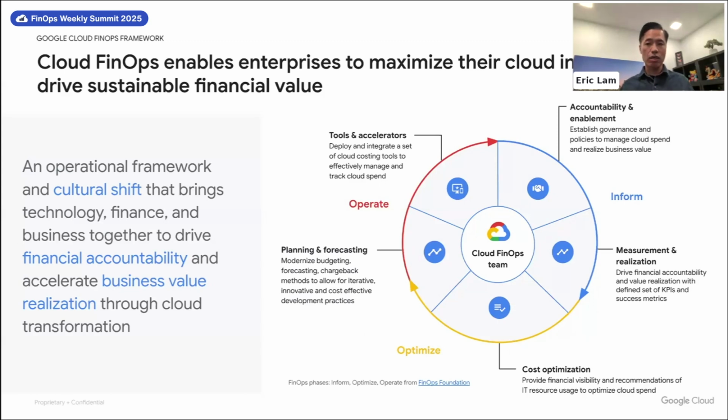The second part is measurement and realization. Once you have that dedicated core team, how do you measure success? How do you track it? How do you realize those KPIs and metrics? How do you change the conversation from early metrics like, hey, I saved X percentage of storage spend, to a more business-centric discussion where I can help drive customer impact and revenue?